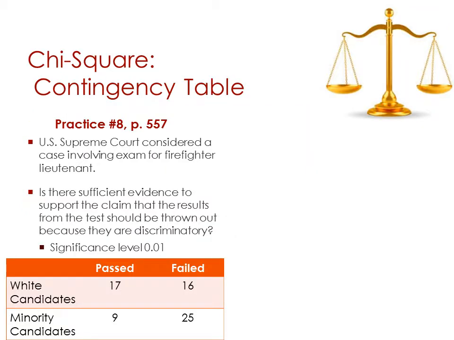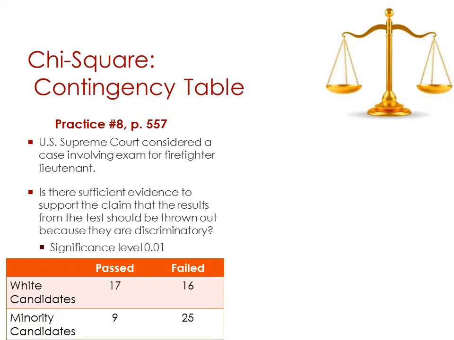So let's take a look at this with a practice problem. We're going to do problem number 8 on page 557. This is a classic example of where we would use chi-squares in order to be looking at possible meaningful differences. This is from a U.S. Supreme Court case where they were considering a case involving the exam for a firefighter lieutenant.